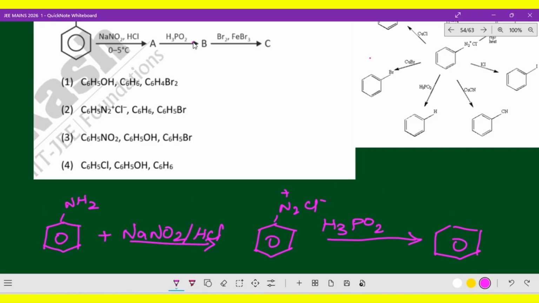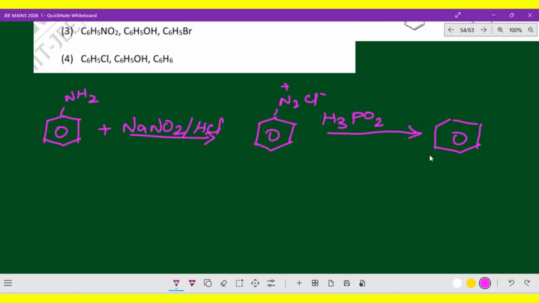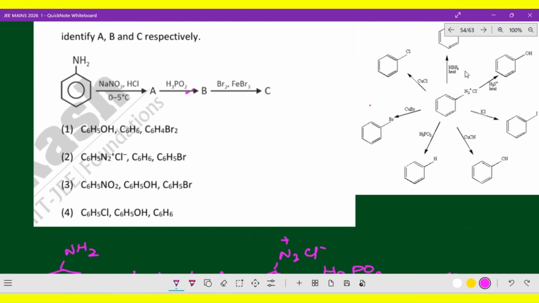Here only H3PO2 is mentioned. Okay, that is what I just said. So here you will be getting benzene only, because here it is H3PO2, so naturally you will get benzene. Then after that, these are all concepts. That is what I just wanted to bring to you, like a mind map, no? So you will be remembering.